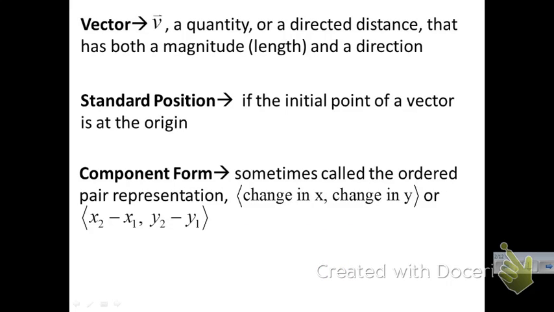Component form, this is sometimes called the ordered pair representation, but this is always your change in x and your change in y. Or it's always our x2, we call that our terminal point, minus the initial point, and that's for both coordinates. And then we use these brackets here to represent a vector.